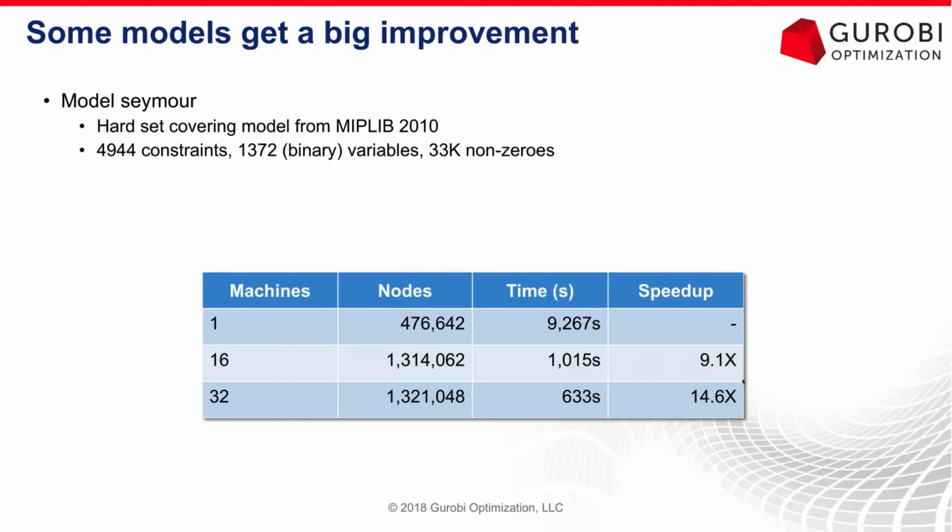Now, there are a few models that get a huge improvement in going to distributed MIP. So in the Seymour model, which is a hard set covering model from the MIPLib problem, if we were running that model on one single computer, we get a solve time that's a little bit under 3 hours. If we increase the number of computers from 1 to 16, our solve time reduces a lot. So it's not linear. It's not a 16 times speed up, but it's really good. We get a 9.1 times speed up, and we went from almost 3 hours down to about 18 minutes or so.